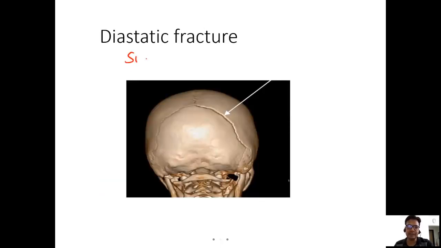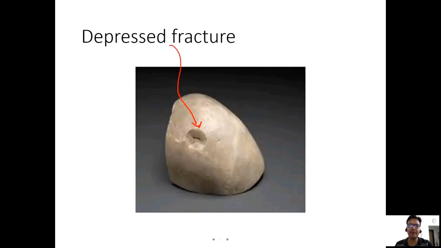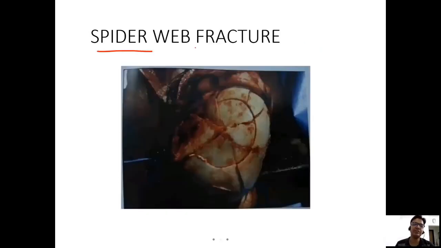Now, sir, see the fracture. If suture is separated, this is known as a diastatic fracture. This is a pond fracture, fracture of infant skull bone. It is also known as ping pong fracture. This is by hammer, a depressed fracture, and sir, depressed fracture is also known as signature fracture. So this is a comminuted fracture.